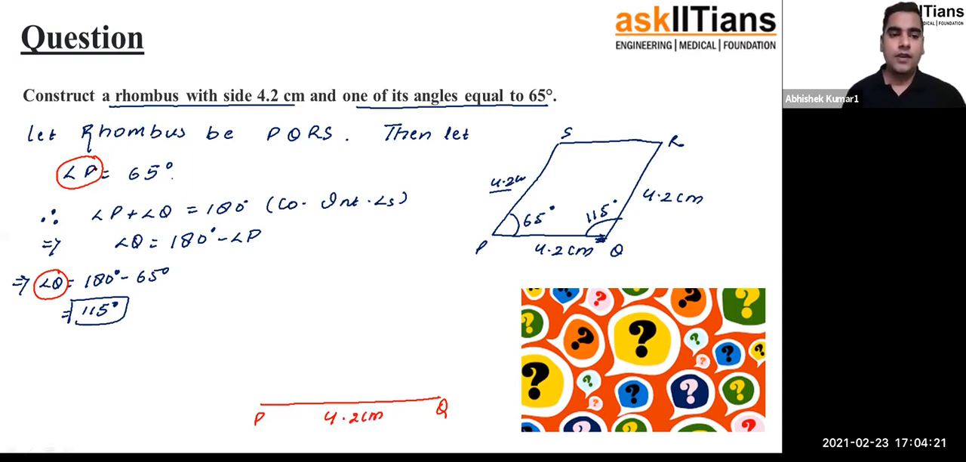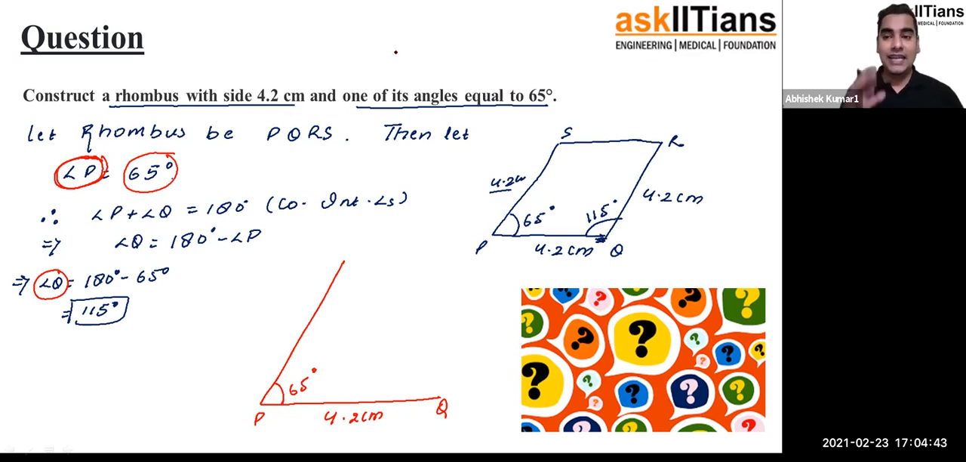Understood? What is the value of angle P you have? Angle P is equal to 65 degree. So 65 degree you can draw using a protractor or a set square. All right. So let's say this is your 65 degree which you have drawn using a protractor. Clear? So this is 65 degree. Understood? Now what else do we have?